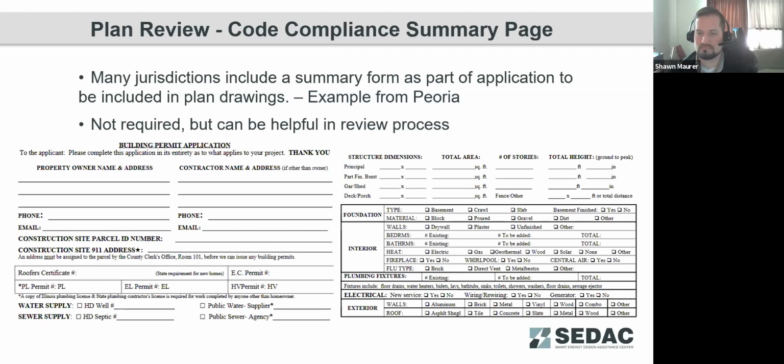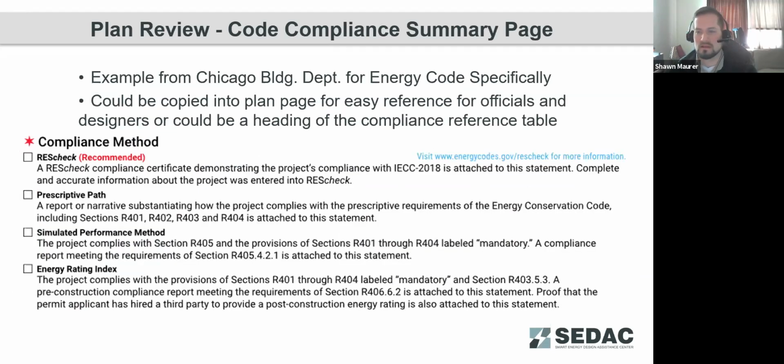So, one of the things we like to highlight that we've seen with the Chicago Building Department is a quick check of what your compliance path is. Depending on your compliance path, you're going to see different compliance materials, and it's helpful to know upfront in the project, for the plan reviewer and for the people doing the design process, what materials you need to provide, and what reports or software you might be using, so that you can have all that information readily available, and it helps you get through that process in an orderly fashion. So like we can see here, there's the ResCheck option for UA trade-offs, prescriptive path, simulated performance method, and the energy rating index.